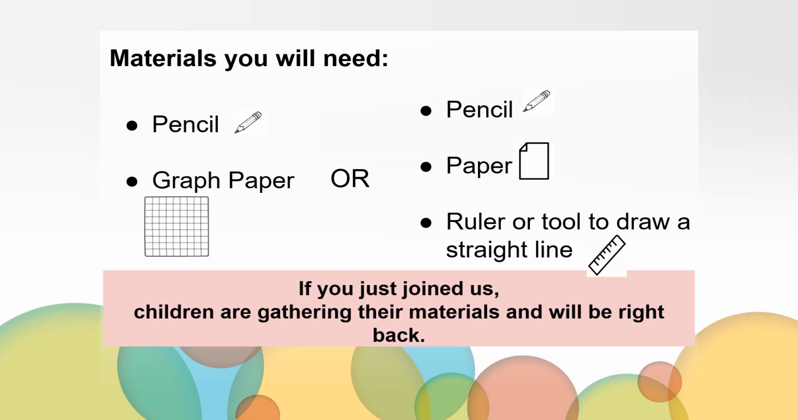For today's lesson, you will need a pencil and graph paper. Or if you don't have graph paper, you can get a pencil, plain paper, and a ruler or another tool to help you draw a straight line. We'll wait while you gather your materials.